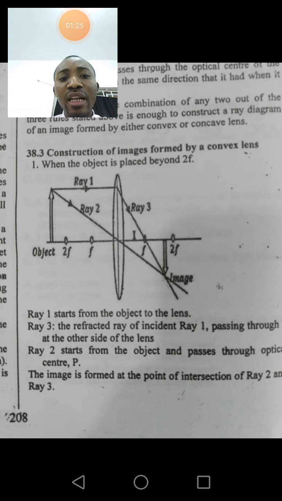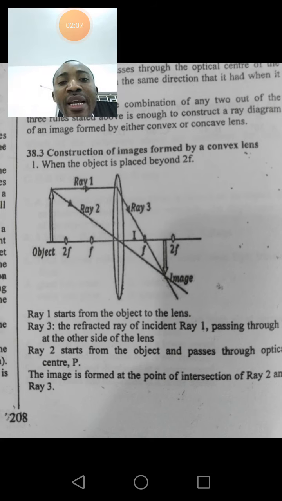Now, there's this straight line that passes through the optical center of the lens. This straight line where we have F and 2F is called the principal axis. So you discover that at one side of the lens we have 2F and F. At another side we also have F and 2F. It means that the lens is symmetrical on both sides. It's biconvex. So we expect that whatever you measure on one side of the lens, you can also measure on the other side of the lens. Now back to the rule.